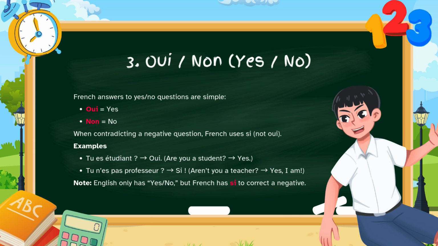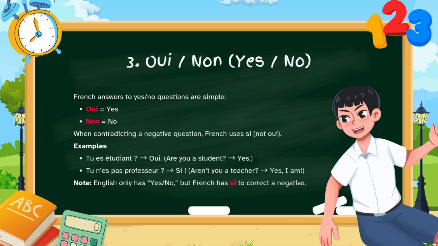But here's something new. French also has a special word for yes when you want to contradict a negative question. That word is si. You use si to say yes I am or yes I do when the question is negative. For example, if someone says, "Aren't you a teacher?" you don't use oui, you say si. That means yes I am.